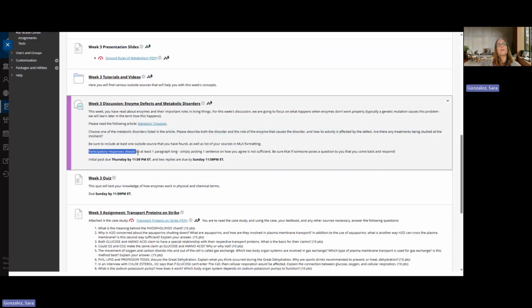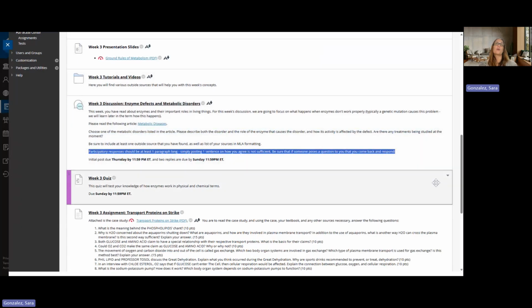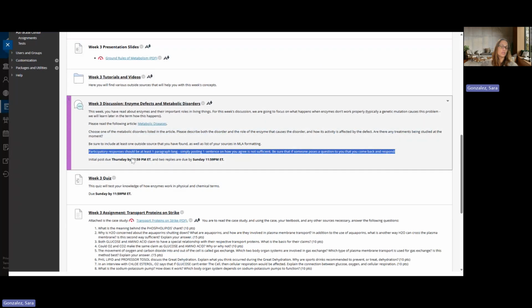Your participatory responses should be about a paragraph or so. So don't say, hey, that's great, it's interesting, I didn't know that. Of course, go into more detail. Maybe you have some specific questions about that metabolic disorder. Maybe you have some experience with it and you want to share something as well. So again, your initial post for the metabolic disorder is due Thursday, your 2 follow-up responses due by Sunday.